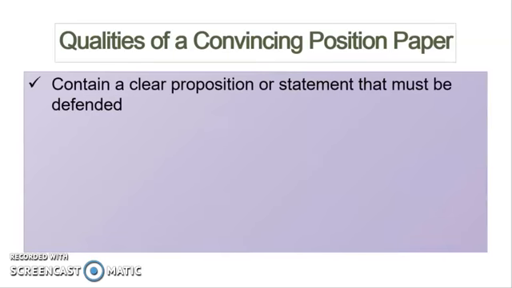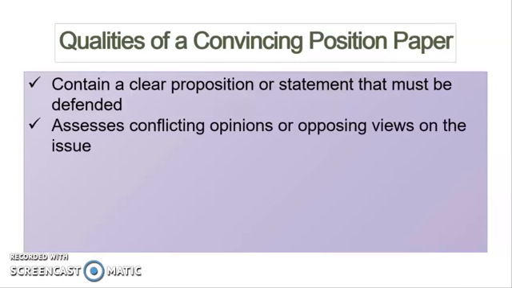Okay? So, these are the qualities of a convincing position paper. First, contain a clear proposition or a statement that must be defended. Well, you may already have an opinion on your topic, an idea about which side of the argument you want to take. You need to ensure that your position is well supported. Assess conflicting opinions or opposing views on the issue. Take a firm stand on the issue.